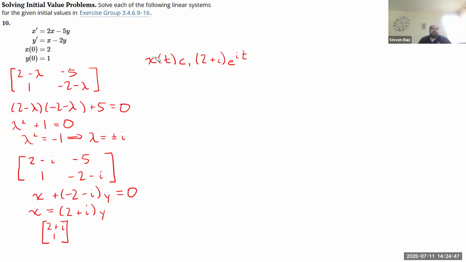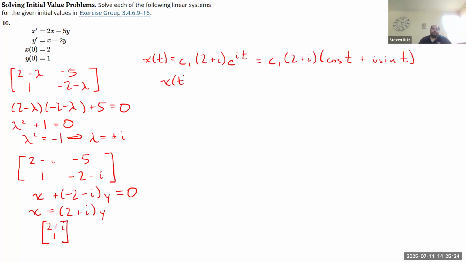But what is e to the it? X of t equals this, which is equal to c1 times 2 plus i times... no e term, because the e to the it is totally imaginary. There is no real component of that exponent. So cosine t plus i sine t. So same approach as before.